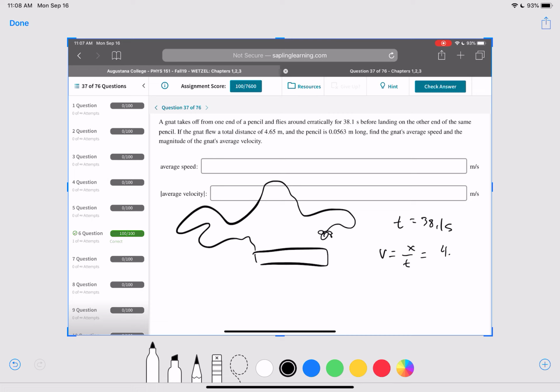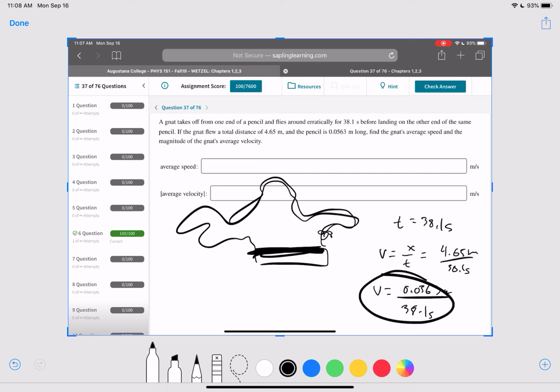Average speed is going to be 4.65 meters divided by 38.1 seconds, but your average velocity is going to be 0.0563 meters divided by 38.1 seconds, because this distance is what you use for the velocity, but this distance is what you use for the speed.